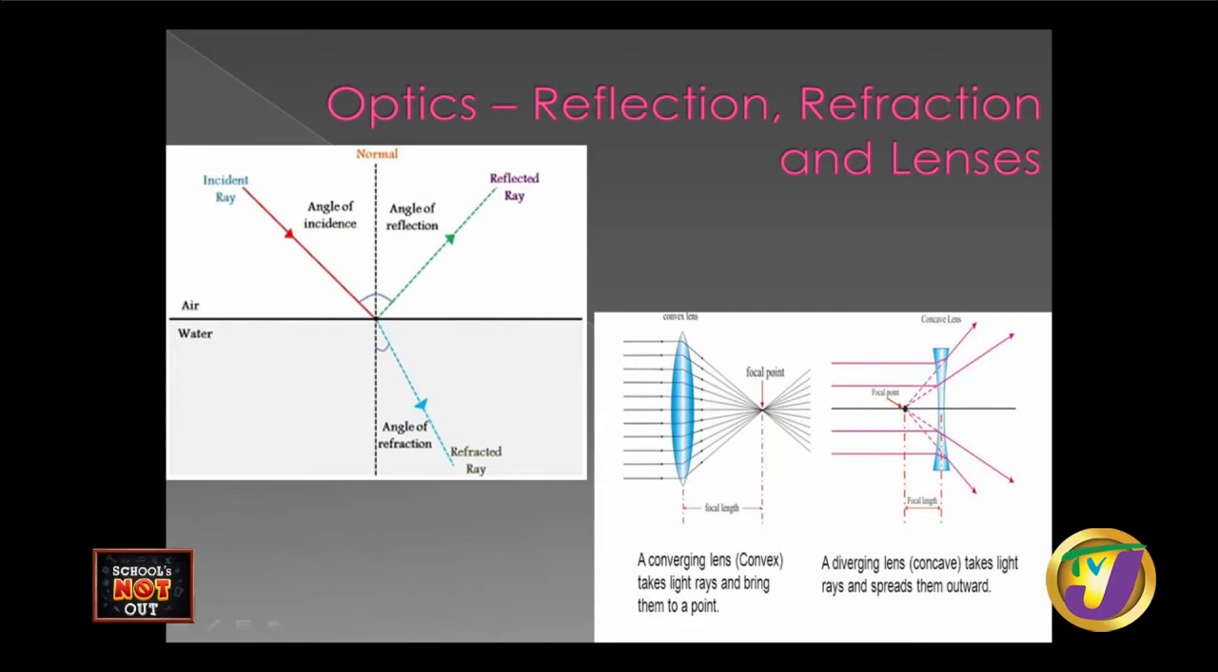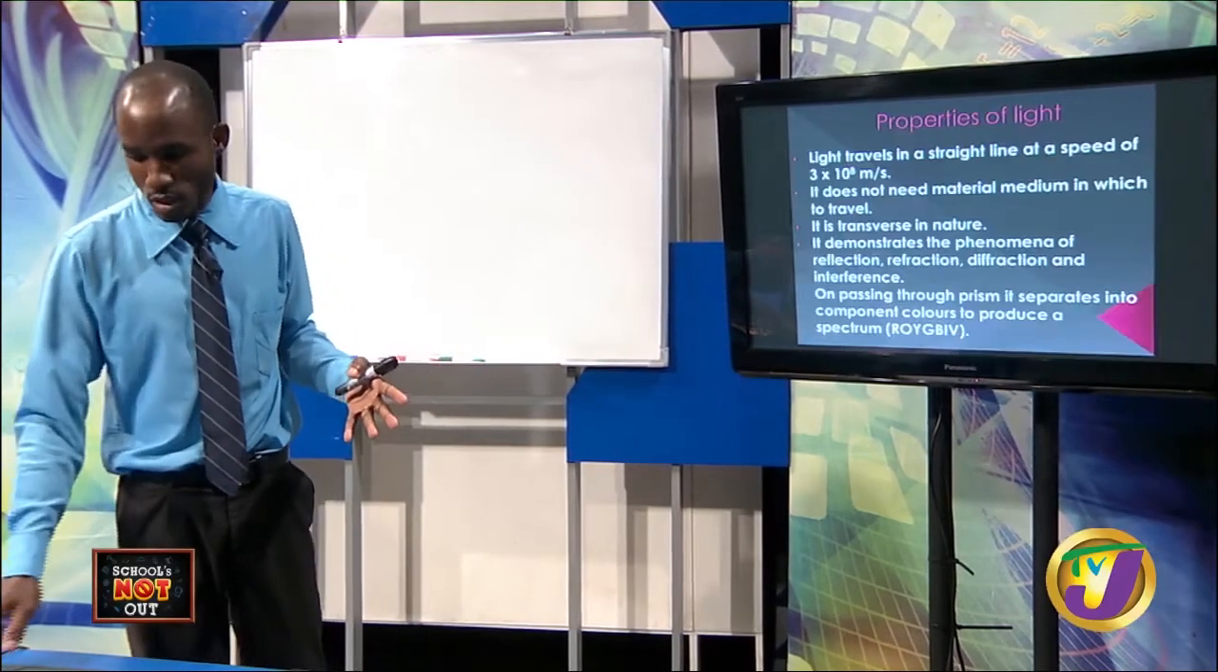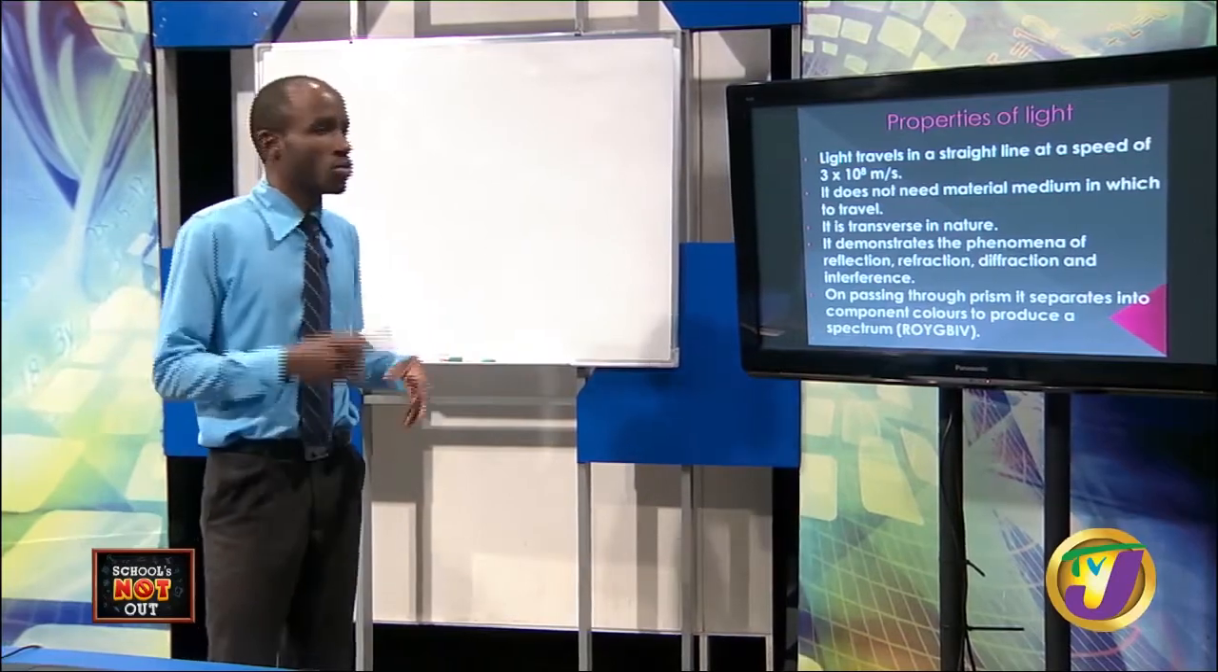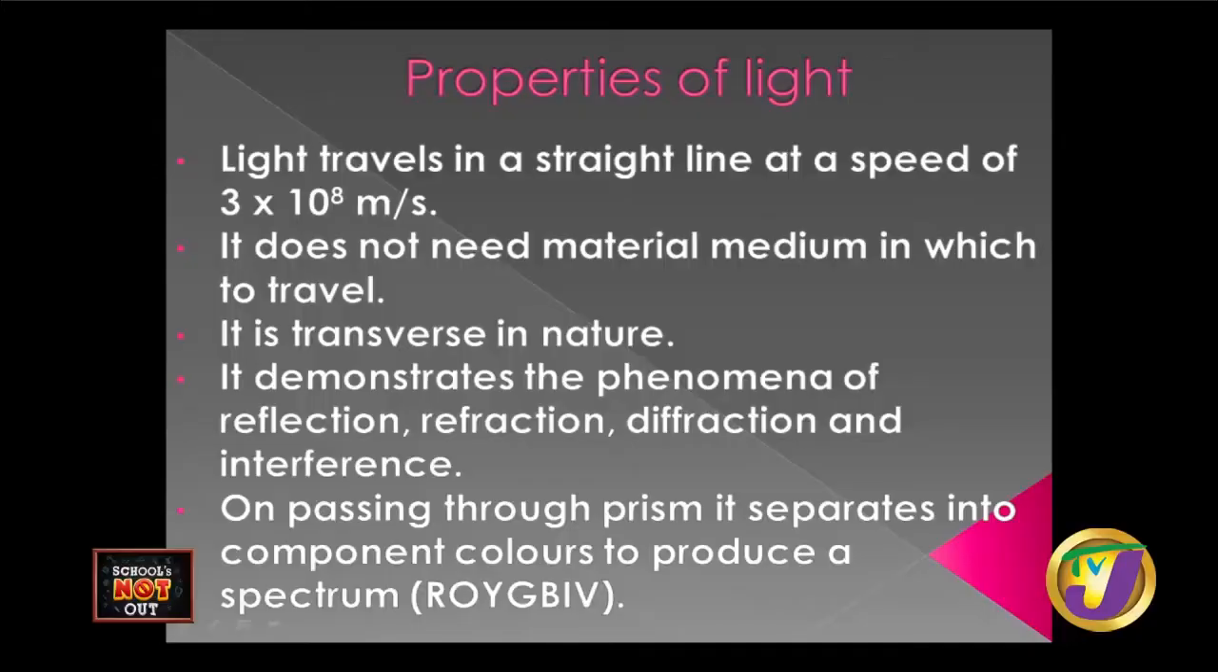But before we go into what is reflection and refraction, we must look at what reflects and what refracts, and which is that? Light. So there are certain properties of light that you must be aware of. First one, light travels in a straight line and at a speed of 3 times 10 to the 8 meters per second. We're talking about 300 million meters per second. That's blindingly fast. It does not need a material medium in which to travel, meaning that it can travel through a vacuum. Light comes from the sun to us, it travels through a vacuum. There is nothing in outer space.